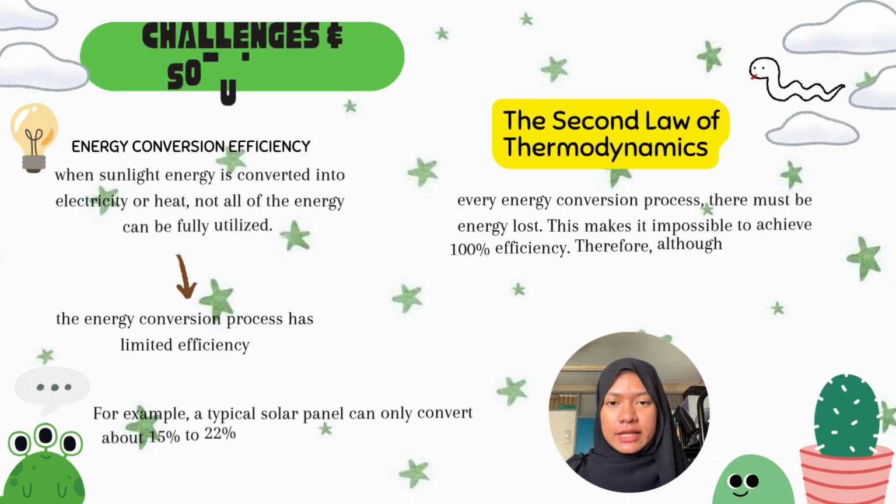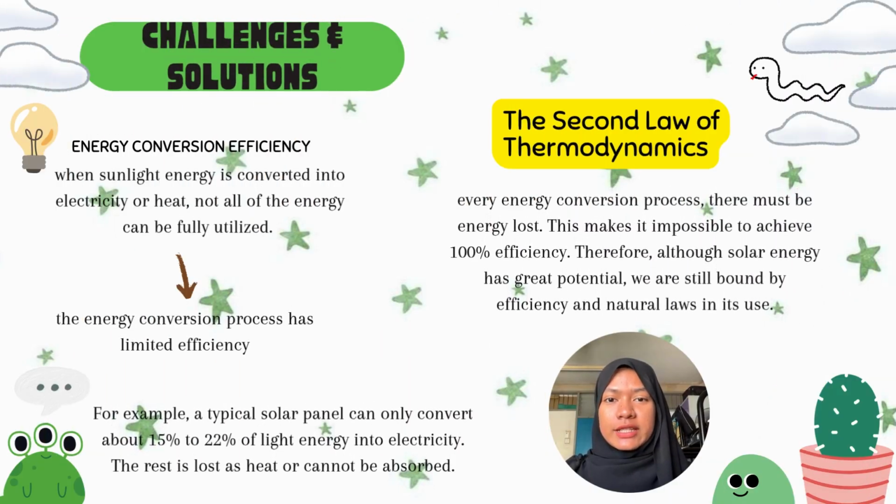Alright, for the next slide we are going to talk about challenges and solutions. Energy conversion efficiency: when sunlight energy is converted into electricity or heat, not all of the energy can be fully utilized, which means the energy conversion process has limited efficiency. For example, a typical solar panel can only convert about 15% to 22% of light energy into electricity. The rest is lost as heat or cannot be absorbed.